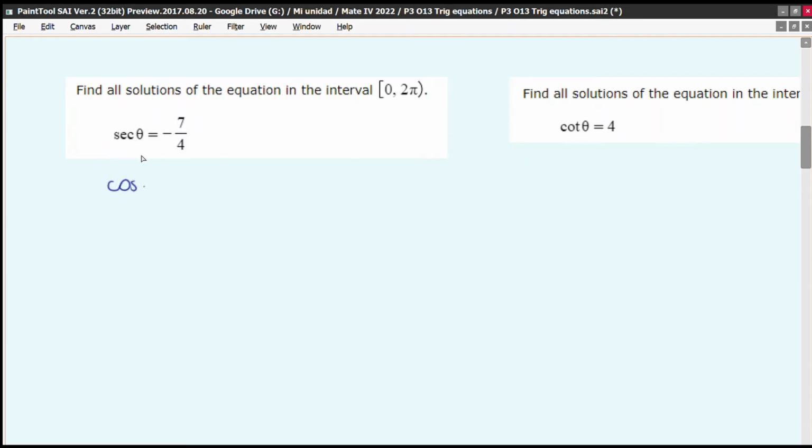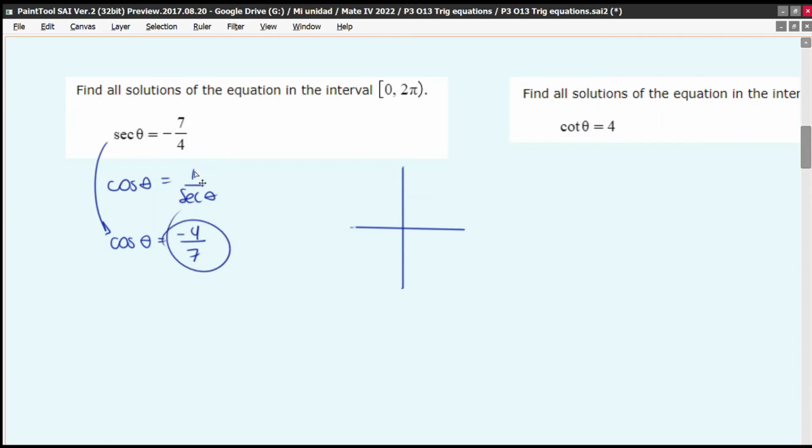cosine is 1 over secant. So if I flip this entire equation, I can have it in terms of cosine. So remember, if you flip one side of the equation, you have to flip the other one. So this equation can be rewritten as cosine of theta equals minus 4/7. Flip your entire equation. Now, let's check where cosine is negative.